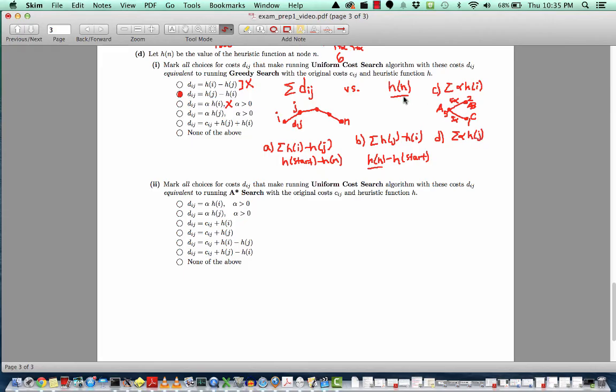And if we compare this to h of n, what uniform cost search is doing is it's using all of the heuristics on its path and summing it, and it's using that value to determine which node to expand off of the fringe next. Whereas the greedy search is only using the last heuristic value n to determine what to expand next.